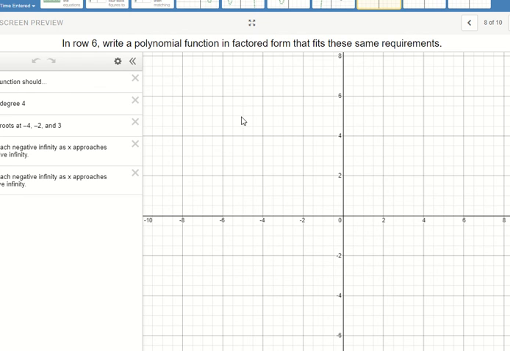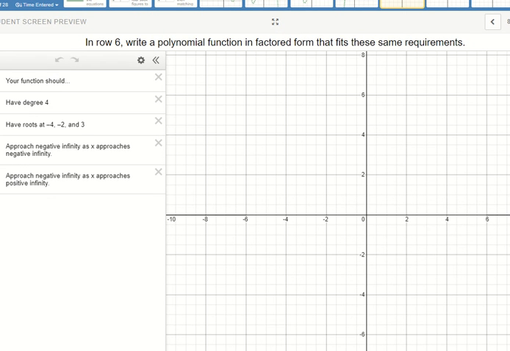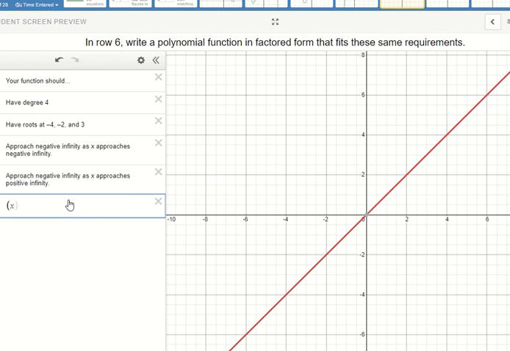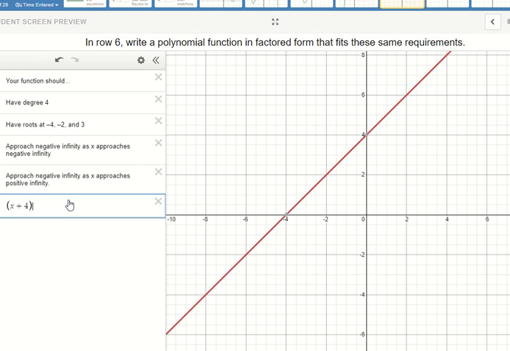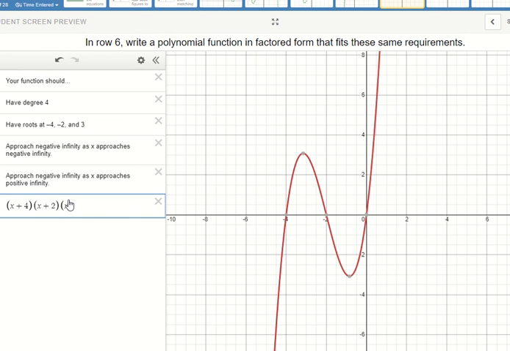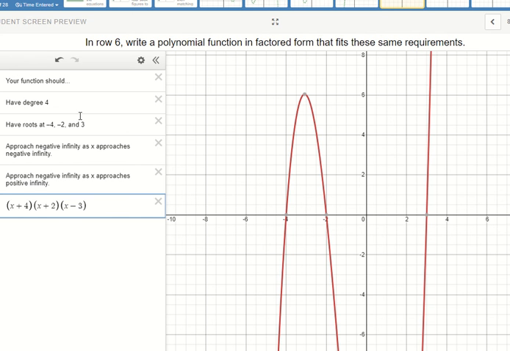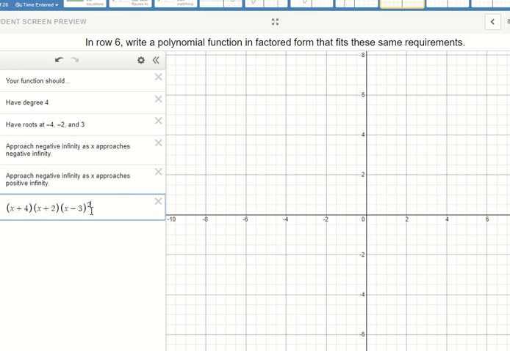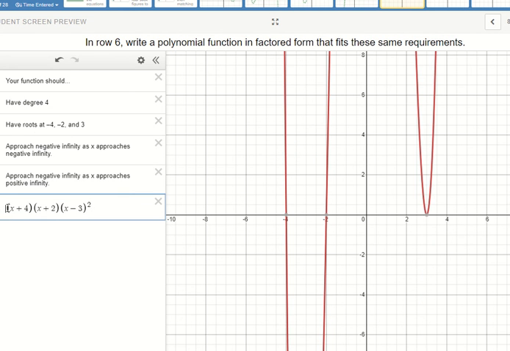On to the next one. This one says your function should have degree 4, so that means the multiplicities are all going to add up to 4. It should have roots at -4, -2, and 3. So this is going to be x plus 4 times x plus 2 times x minus 3. That satisfies my roots, right? But I need 4th degree, and this is 3rd degree: 1, 2, 3. So one of these has to be squared because then the multiplicities will all add up to 4. So I'm just going to square this one. It may not matter which one we choose.